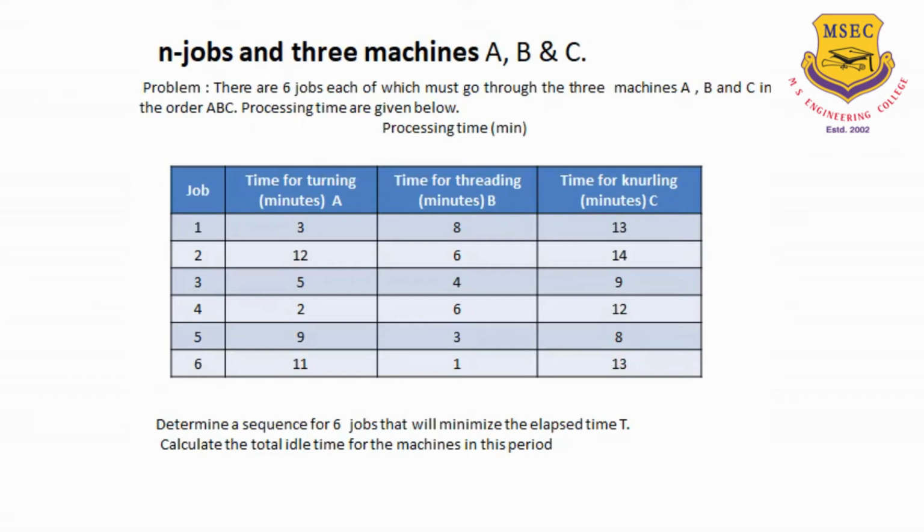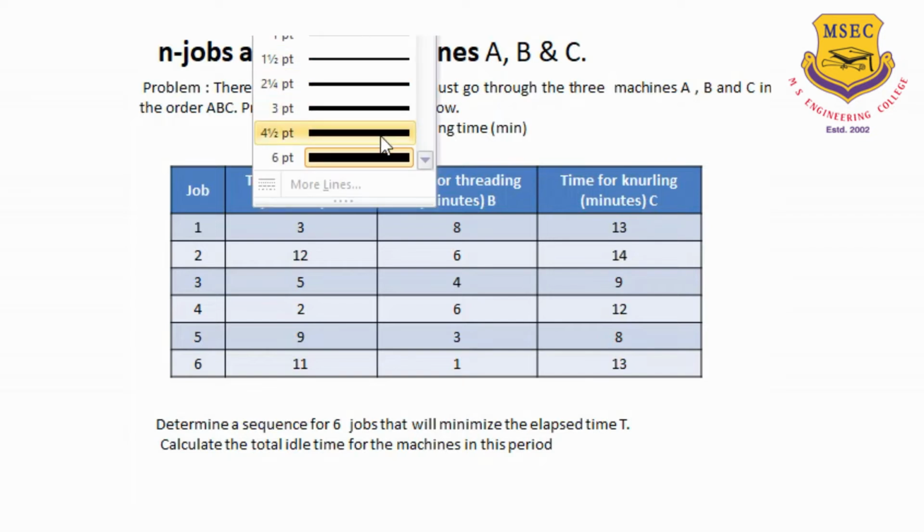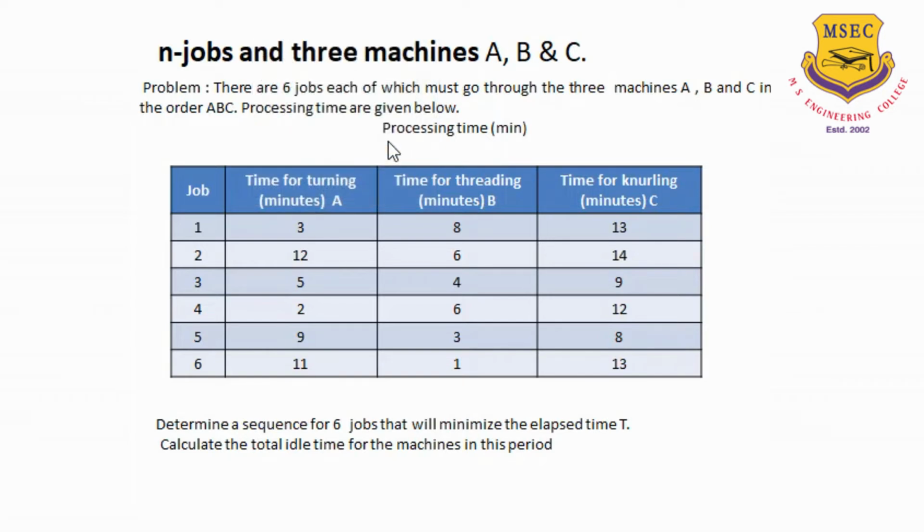Now let's consider the next, n job 3 machine problem. When you have a 3 machine problem, what we generally do is convert this n job 3 machine problem into a 2 machine problem. How we convert that to a 2 machine problem is the crux of this particular problem. Generally we identify a condition, and if this condition is satisfied, we are going to convert the 3 machine problem into a 2 machine problem.